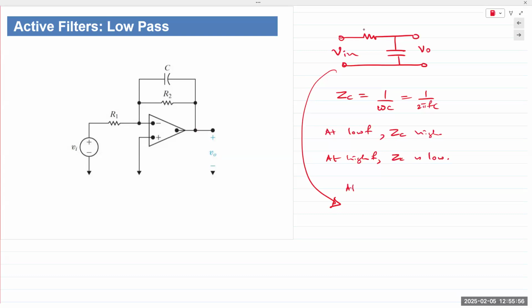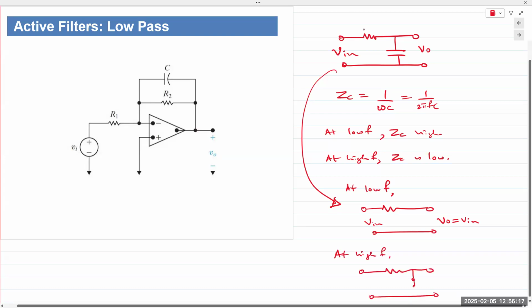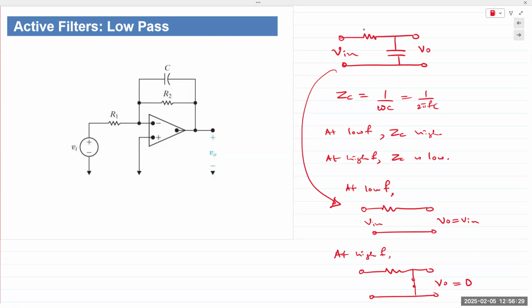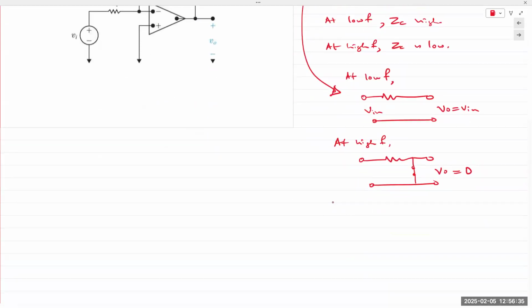At low frequencies, since capacitor is open, V out is equal to V in. And at high frequencies, capacitor behaves like a short circuit. So V out is equal to 0. So low frequencies are allowed to pass through to the output. High frequencies are blocked. Hence, it is a low pass filter, LPF. A quick recap of EE201.